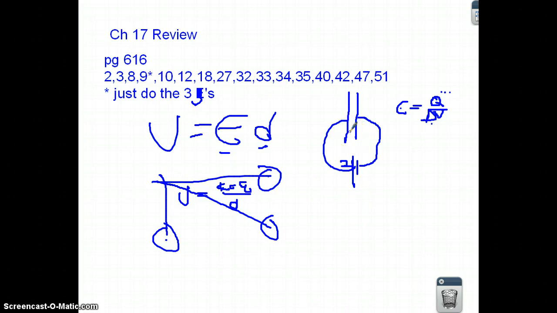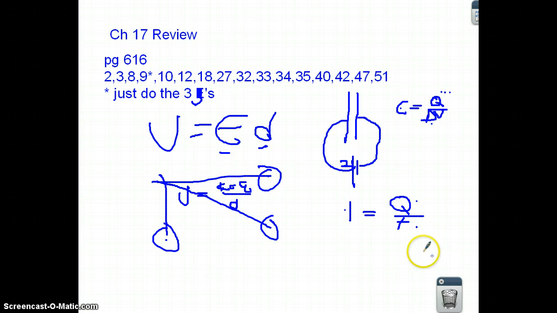Number 32. How long does it take for 10 coulombs to pass through an area when the current is 5 amps? So now we're talking about current equals charge over time. We're given current, we're given charge, find time. I think you can calculate that.